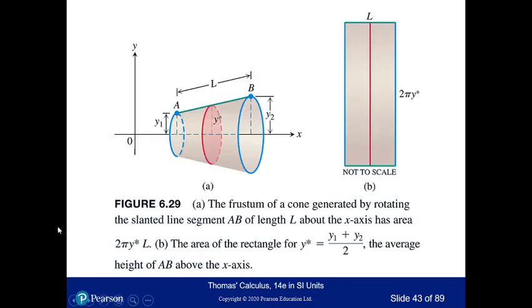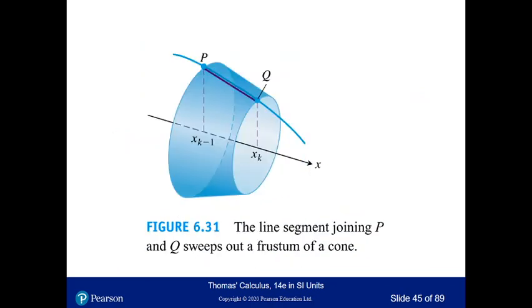Let's go back to this example. Instead of this AB being a line, a line segment, if this AB was a curve, how would you do that? Then instead of this L, you would need the length of the curve, okay? So you would write 2 pi y star times, instead of L, the length of this arc, okay? And that way you would get the area, okay? So look at this then, look.